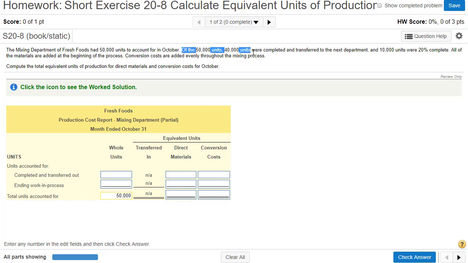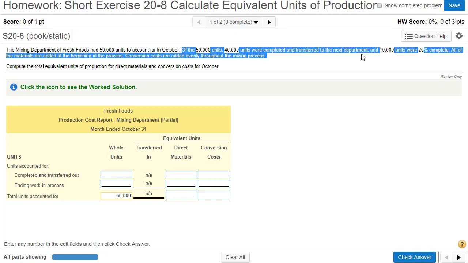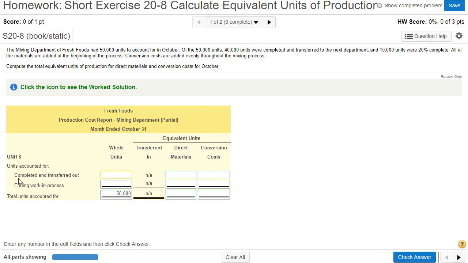Of the 50,000 units, 40,000 units were completed and transferred to the next department. So units completed and transferred out, 40,000. Now let's think about these units. Since these units were completed and transferred out, all of them have the direct materials applied to them. So it's 40,000 equivalent units for direct materials, and the same for conversion costs. Since all of them were completed, it means all of them have 100% of both the direct materials and the conversion costs added to them.